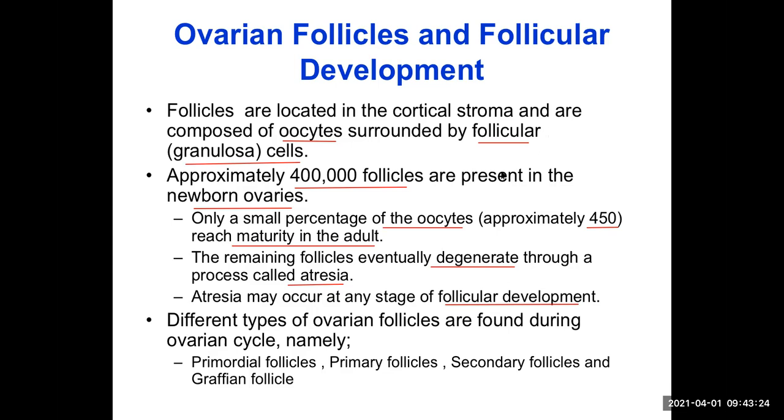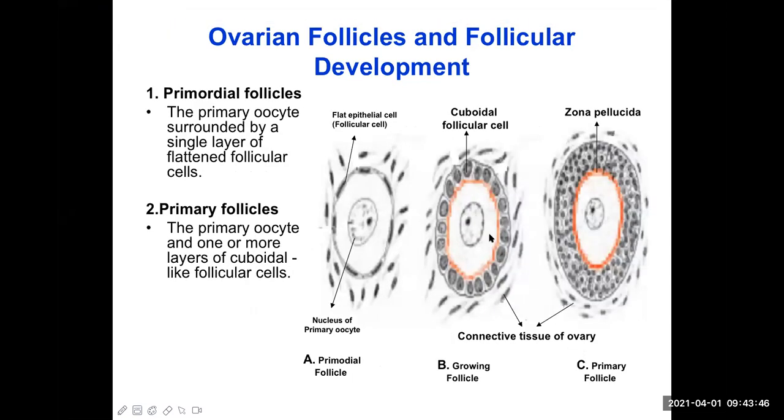Different types of ovarian follicle are found during the ovarian cycle, namely the primordial follicle, primary follicle, secondary follicle, and Graafian follicle. So what are these? Let's talk one by one. Let's move on. Look at this picture and the slide now. Primordial follicle. This is the primordial follicle.